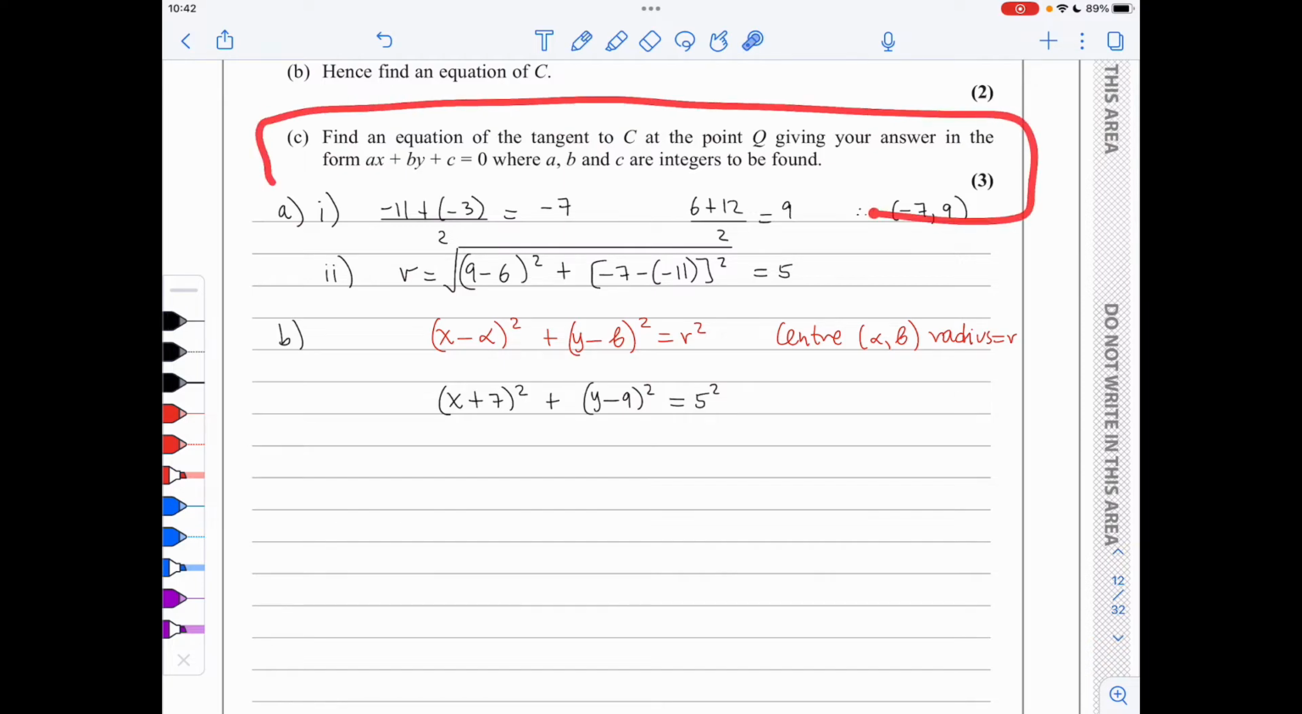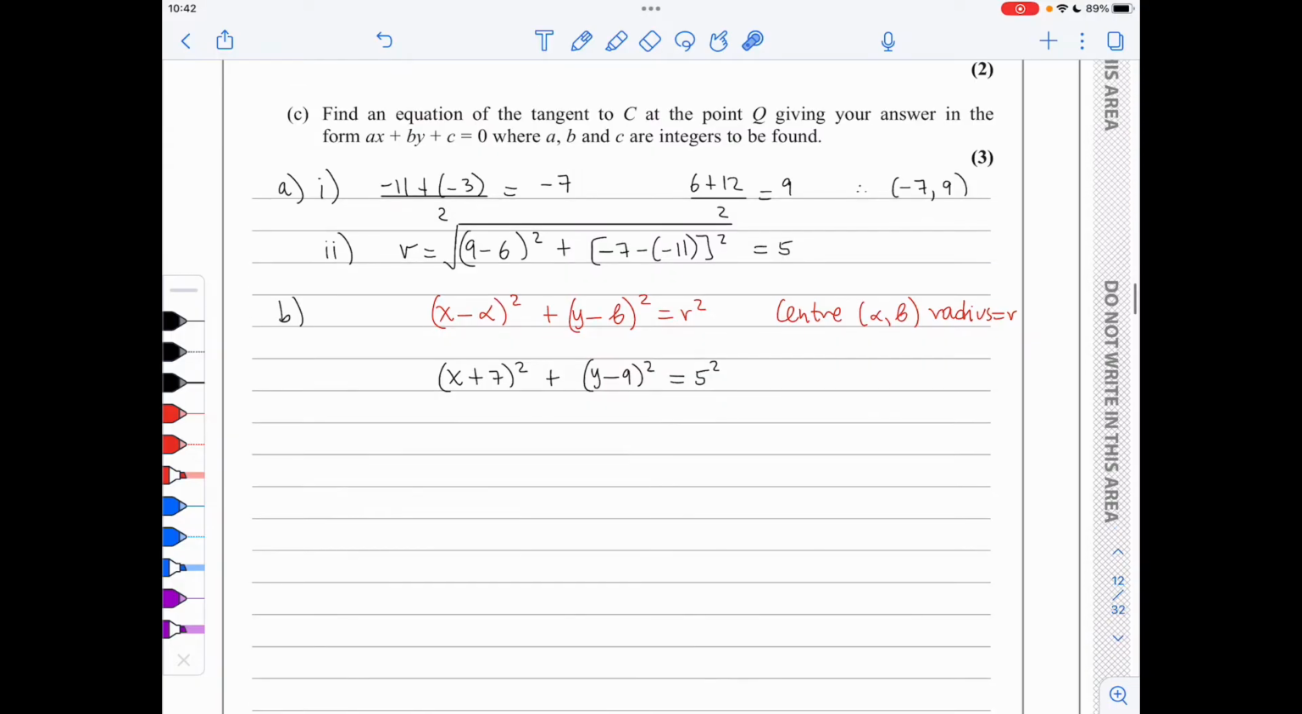And then in the next part, we need to find an equation of the tangent to C at the point Q, giving our answer in the form ax plus by plus c is 0 with a, b, c being integers to be found. It makes sense here to draw a quick sketch. It doesn't have to be accurate. We've got a circle centered at negative 7, 9. We've got the point P, the point Q, maybe somewhere here, and we've got the tangent at Q. We know that Q has coordinates negative 3, 12, and we have to find the equation of this straight line.